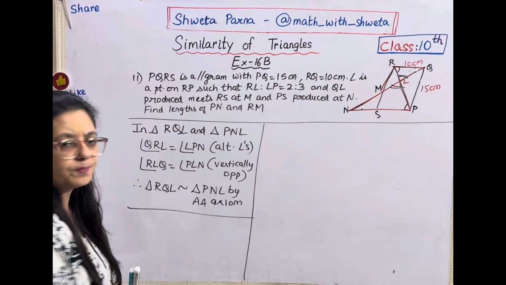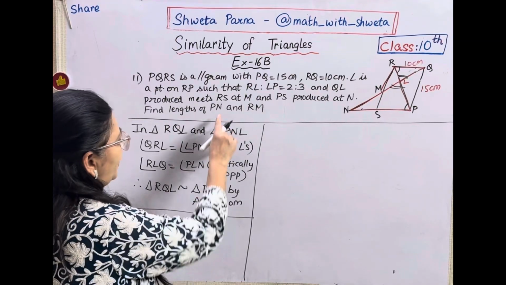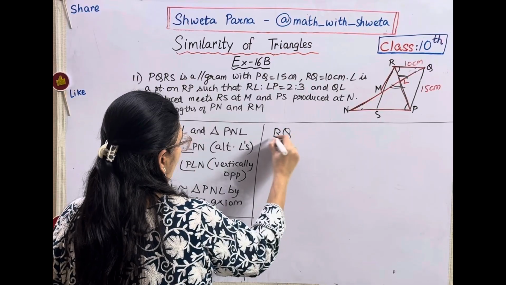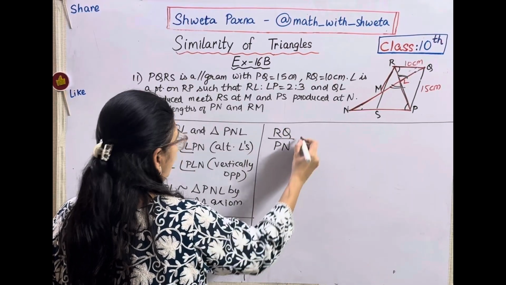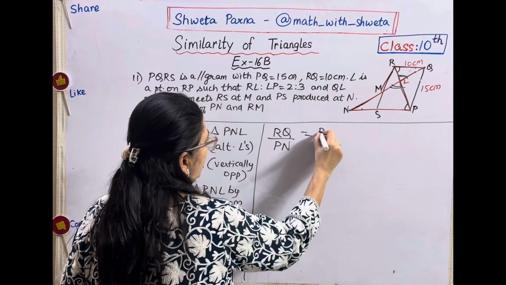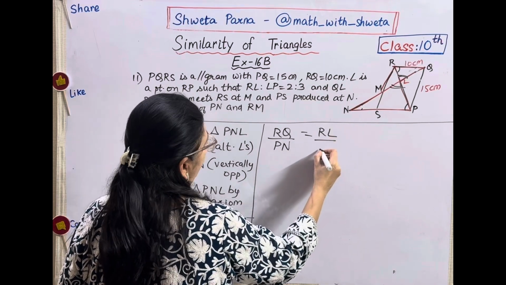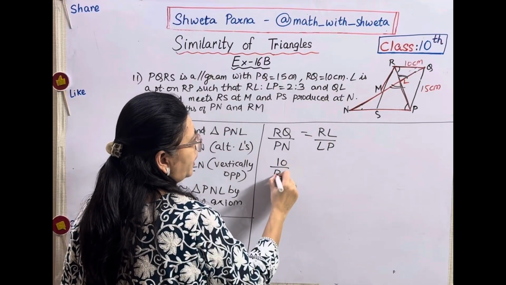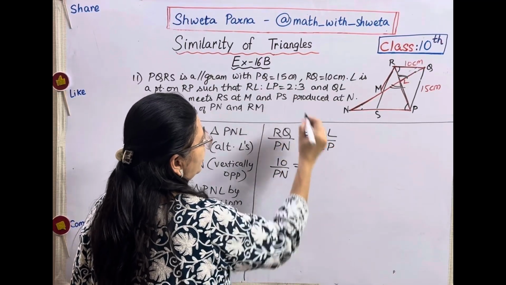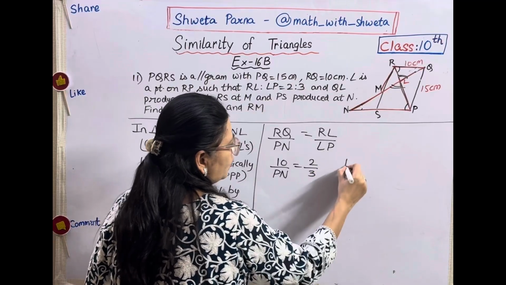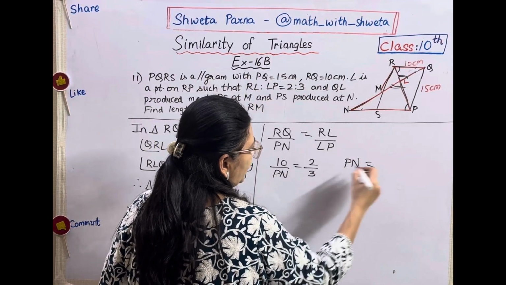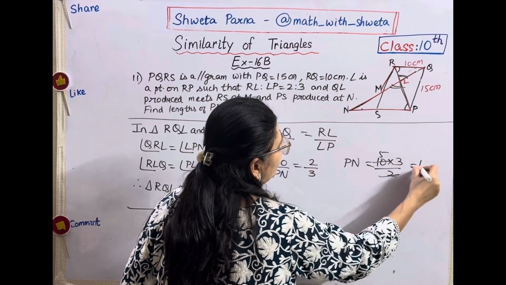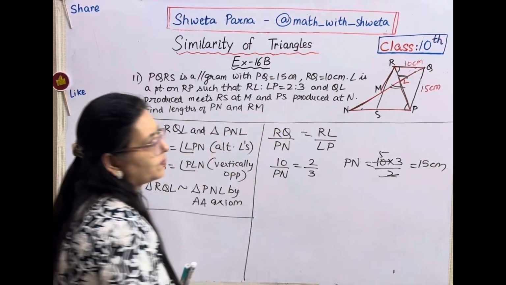This part is clear. Now you have to find PN. Let's find PN using this. So RQ upon PN is equal to RL upon LP. RQ is given as 10 upon PN is equal to RL. The ratio is given as 2:3. So what is the measurement for PN? PN is 10 into 3 divided by 2, which is 15 centimeter.